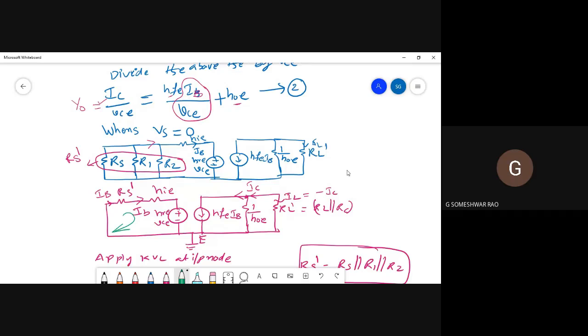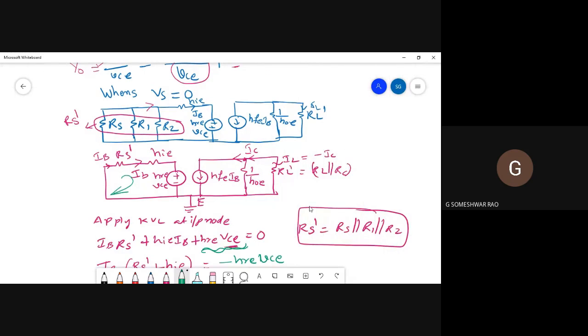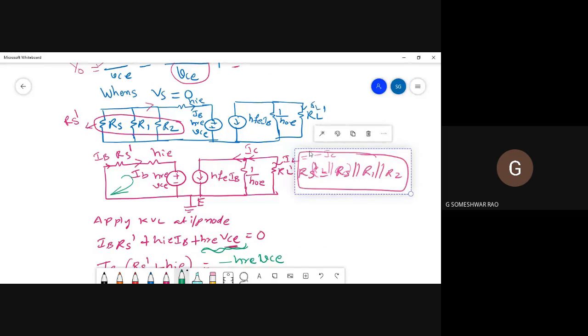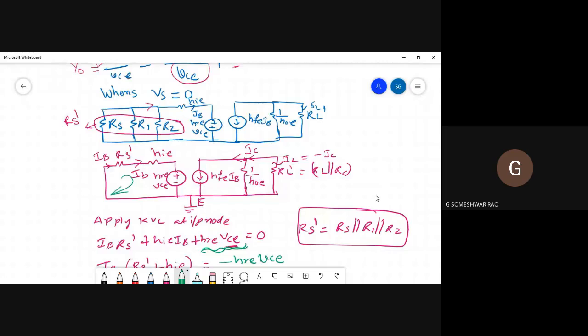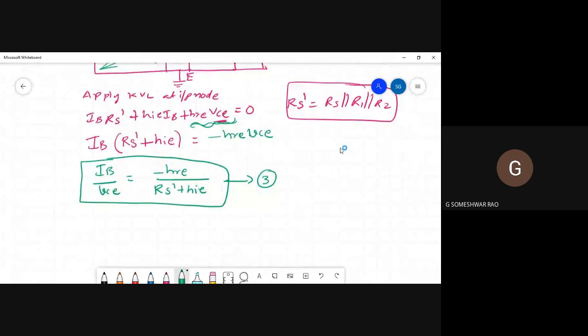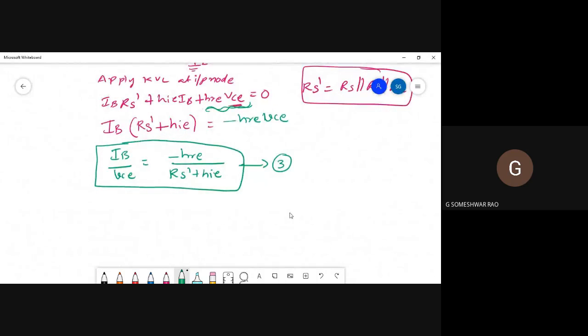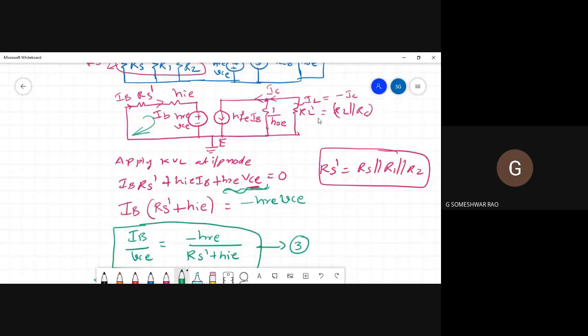Yes, sir. Now y naught is equal to, please go through. Now please write a note here: substitute equation 3 in equation 2. If I do so, then what is the equation we got?